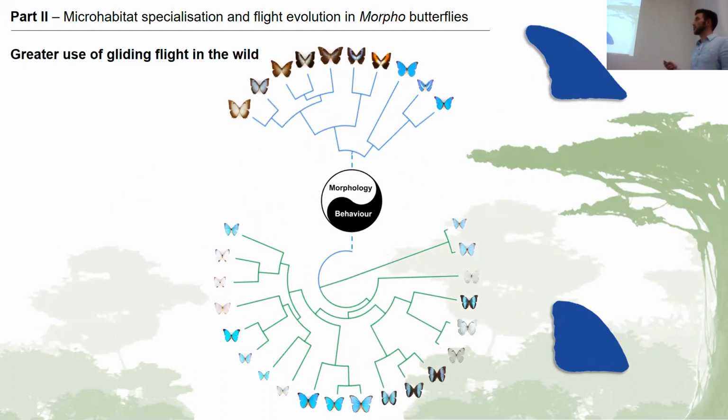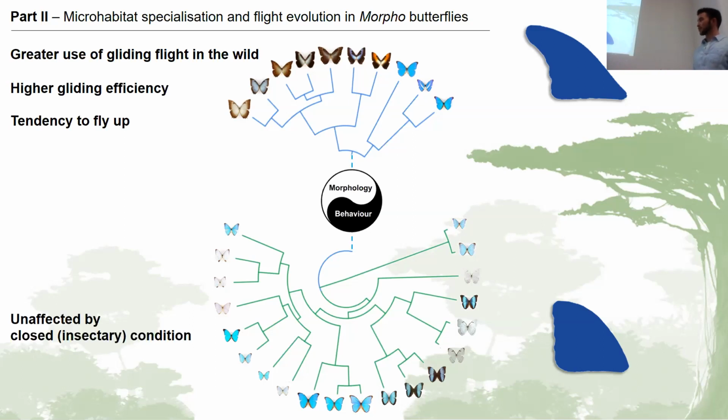I showed in the canopy species that there is a greater use of gliding flight in the wild, and how their wing shape confers higher gliding efficiency, and that when they are placed in an insectary, they tend to fly upward, putatively toward the canopy. In contrast, in understory species, individuals are little affected by the closed condition of the insectary and they rather show a powerful flat glide effect. So these changes in flight behavior may have contributed or even enabled microhabitat specialization.